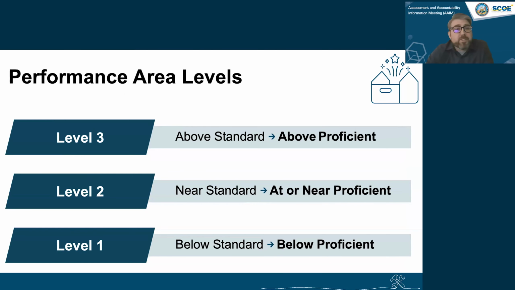Now to align with the revisions to the overall ALDs, the performance area levels used to report results at the claim and domain levels have also been revised as follows. Once again, you can see the screen here. Above standard is now above proficient. Near standard is now at or near proficient. And then lastly, below standard is now below proficient.